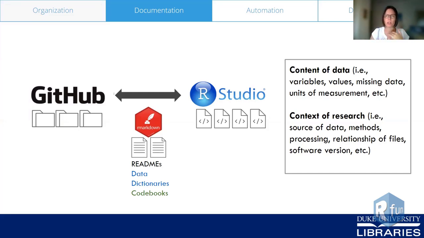So what's the source of your data? Having a clear data citation for any secondary data. What are your methods? What are your processing steps? What's your relationship between your files? Documenting your software versions, your packages used. So all of that contextual detail about your actual procedures and methods for your research study.